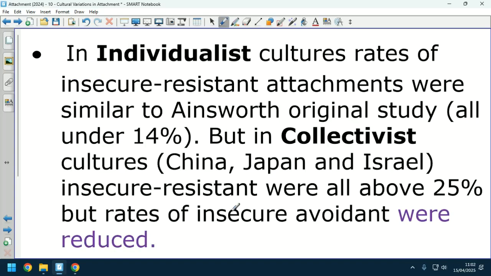Now, this could be related to individualistic versus collectivist cultures, and Van Ijzendoorn does make some reference to this. We see here that insecure resistant was similar in the individualistic countries where Ainsworth's original study was done. So, for example, in the USA, in Great Britain, and places that were considered to be individualistic, we see that insecure resistant all fall under 14%. But in collectivist cultures like China, Japan, and Israel, we see that insecure resistant is much higher. And this could be related to how individualistic versus collectivist cultures raise children and the expectations placed upon child rearing practices.